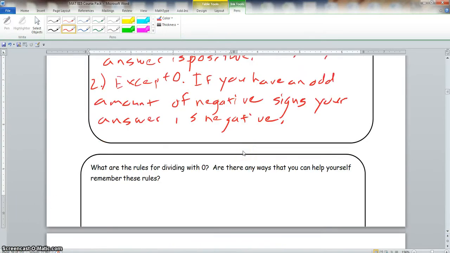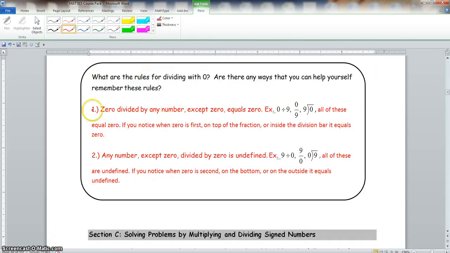Okay, now, this question here, what are the rules for dividing with 0? Now remember, we already went over this in class, so you should be able to see that in your previous notes. Okay, just to go over these rules here, even though we went over this before, let's go over it now. It says, what are the rules for dividing with 0? 0 divided by any number except 0 equals 0. And number 2, any number except 0 divided by 0 is undefined.